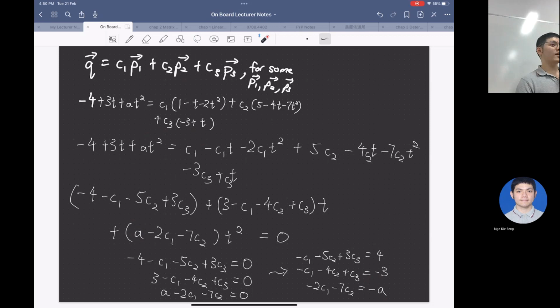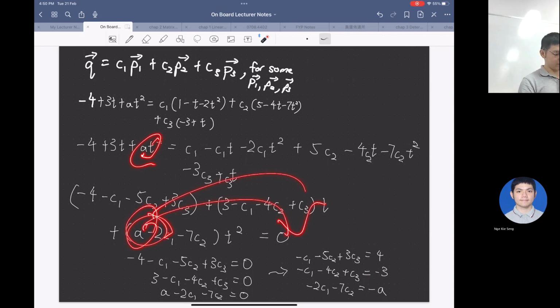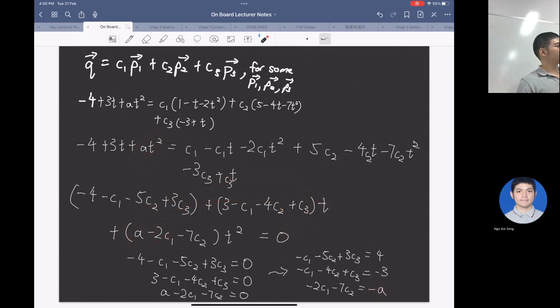Everyone got the same or not? This system here. Yes? Why? What happened? No, A is in here, right? A on the right-hand side and then move to the left. Left-hand side, move to the right-hand side, become minus. Nothing special. Unless I'm wrong here. This A here. Right? Check yourself.